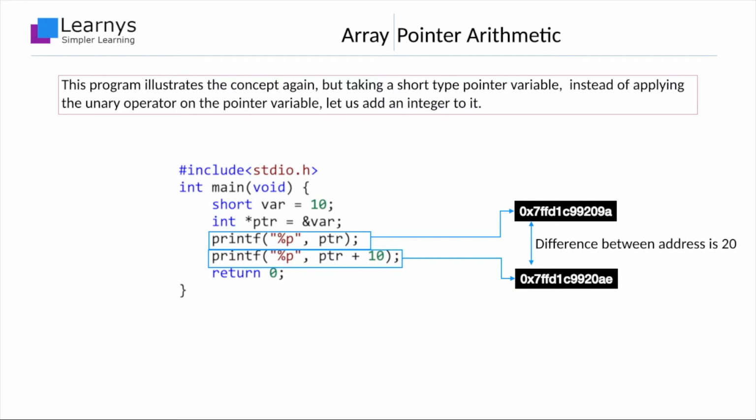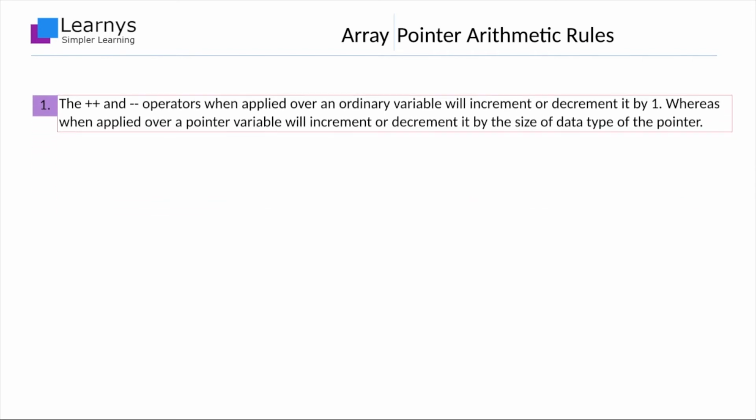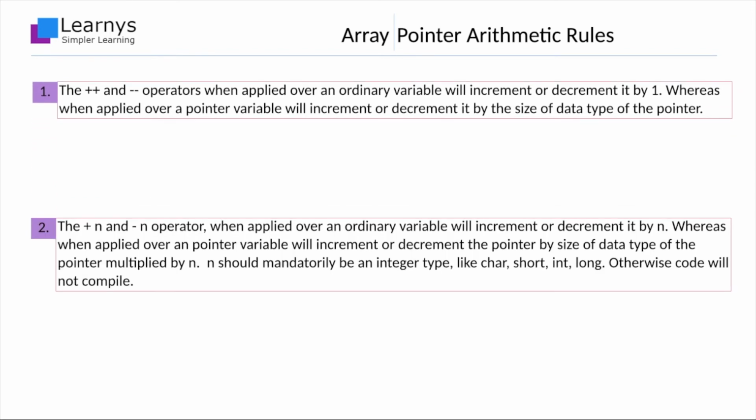Let us reiterate the pointer arithmetic rule stated earlier along with a few more relevant points. Rule number 1. The plus plus and minus minus operators when applied over an ordinary variable will increment or decrement it by 1, whereas when applied over a pointer variable will increment or decrement it by the size of the data type of the pointer. Rule number 2. The plus n and minus n operators when applied over an ordinary variable will increment or decrement it by n, whereas when applied over a pointer variable will increment or decrement the pointer by the size of the data type of the pointer multiplied by n.